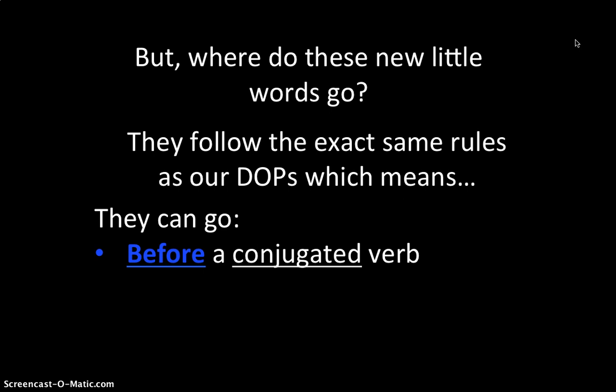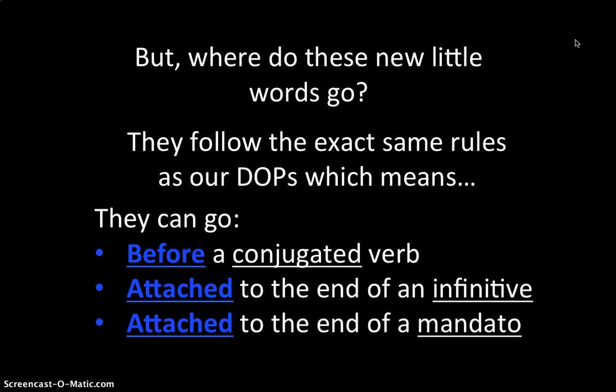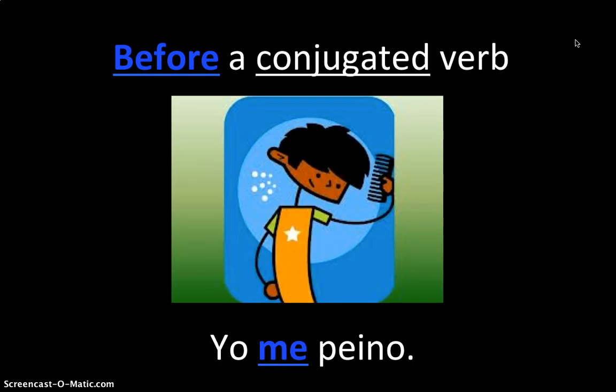Okay, or if the verb is an infinitive, it can be attached to the end, just like you see whenever you look up the infinitive form and you see the se on it. Okay, and finally, it can be attached to the end of a mandato. Remember, a mandato is a command. Okay. So, take a look at some examples of these. Before a conjugated verb.